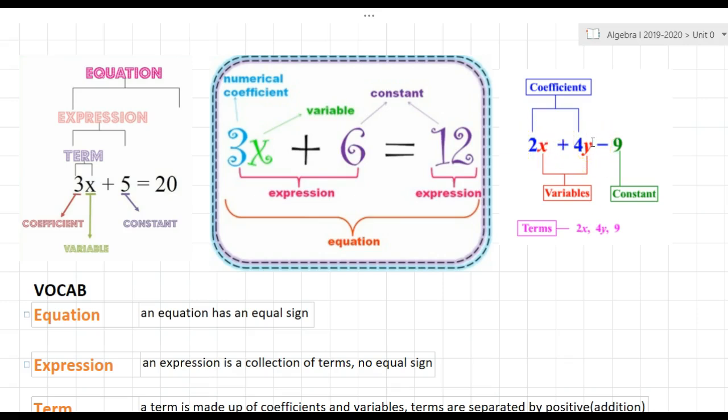And finally, a constant. A constant is a standalone number. It is not attached to a variable. So in the first example, 5 is a constant. 20 is also a constant. In the second example, the constants are 6 and 12. And in the third example, the constant is 9.